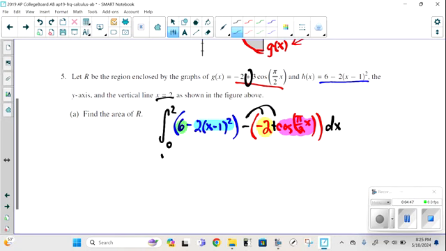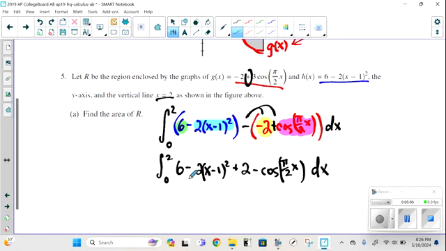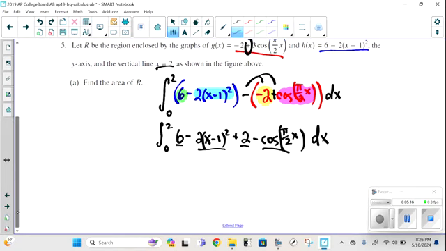So now I've got the integration from 0 to 2 of 6 minus 2 times x minus 1 squared plus 2 minus 3 cosine of pi over 2 x dx. So now I'm just going to integrate this, integrate this, integrate this, integrate this. That's just the easiest thing for me to do. Maybe you do it a different way, and that's fine.